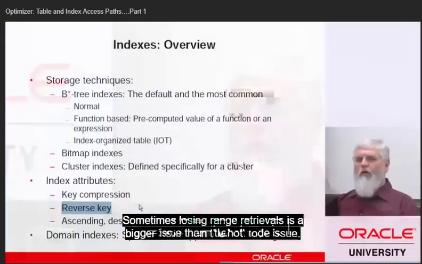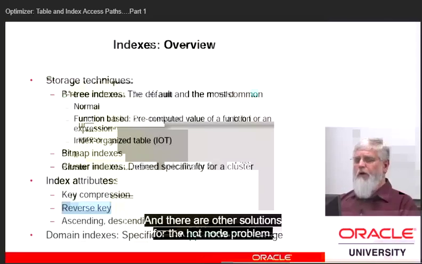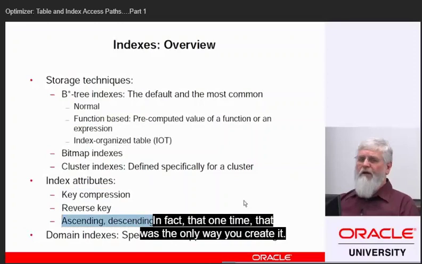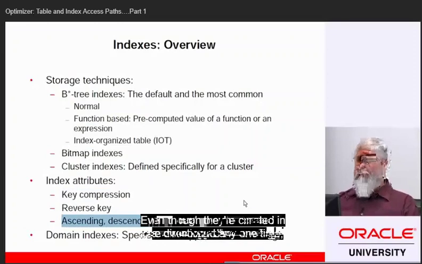Okay, indexes are normally created ascending. In fact, at one time that was the only way you could create them. They can now be created ascending or descending. Even though they're created in one direction at any one time, it's the order we sort the data. They can be traversed either forward or backwards when we do a range retrieval. So it actually works out well.